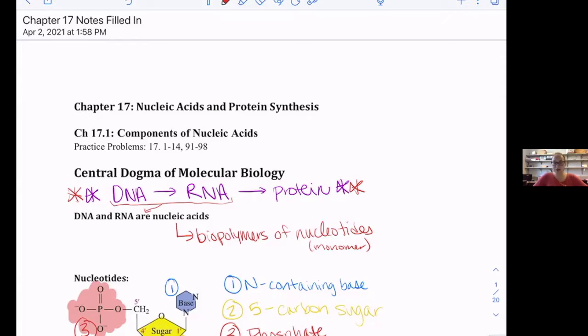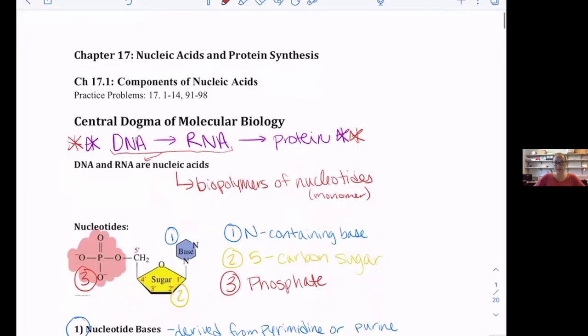So overall, the central dogma of molecular biology, so like the central idea, is you take DNA that codes for RNA, and then the RNA then codes to make proteins. So this is really important to remember pretty much throughout this whole chapter, that this is the end goal, is to take DNA and code for the proteins and enzymes that our body needs.